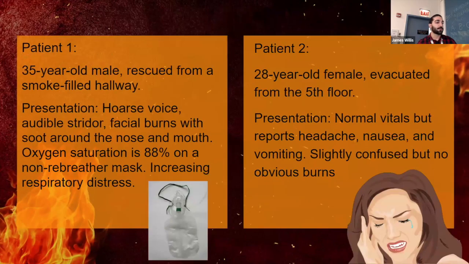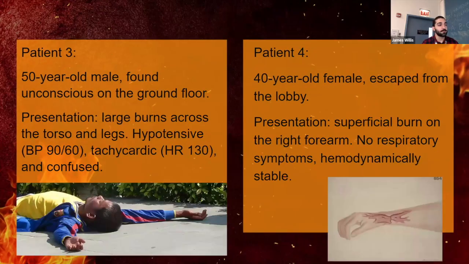Our first patient is a 35-year-old male rescued from a smoke-filled hallway, with a hoarse voice, audible stridor, and facial burns around the nose and mouth. Our second patient is a 28-year-old female evacuated from the 5th floor, with normal vitals, but reports headache, nausea, vomiting, slightly confused, but no obvious burns. Patient 3 is a 50-year-old male found unconscious on the ground floor, with large burns across the torso and legs, hypotensive, tachycardic. And patient 4 is a 40-year-old female who escaped from the lobby, with a superficial burn on the forearm and no respiratory symptoms.